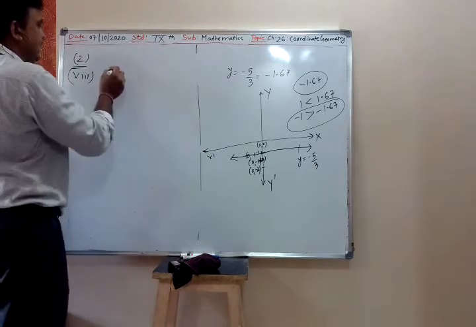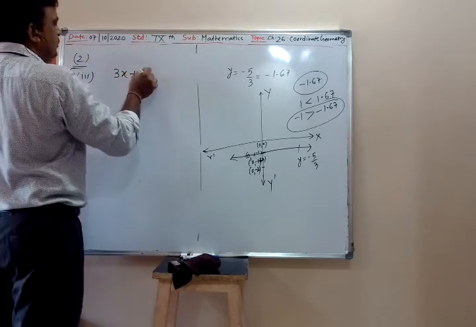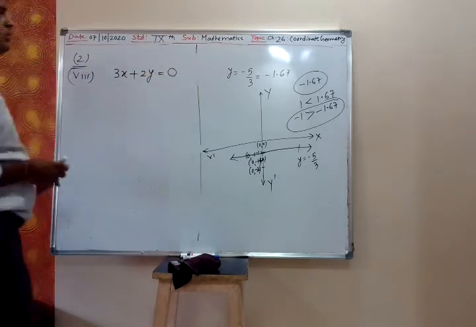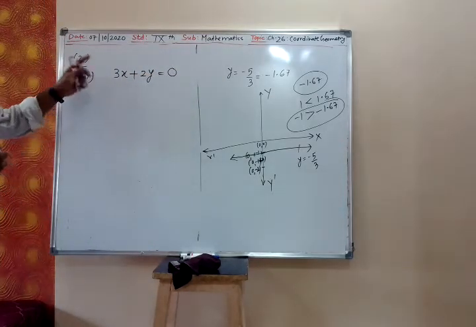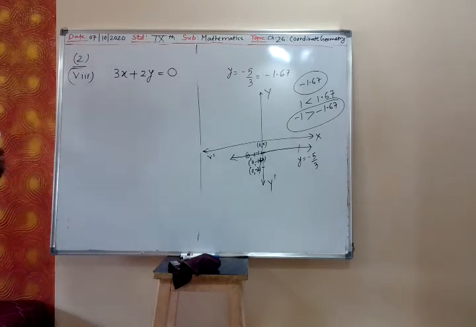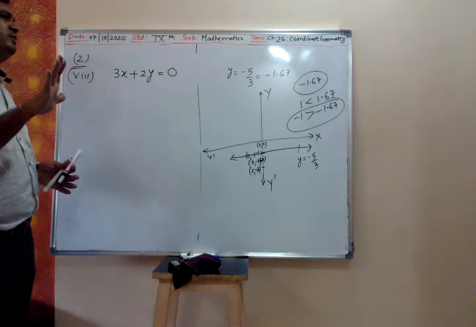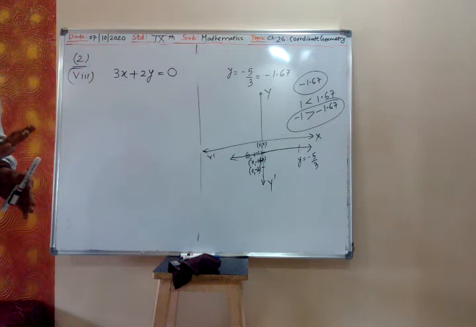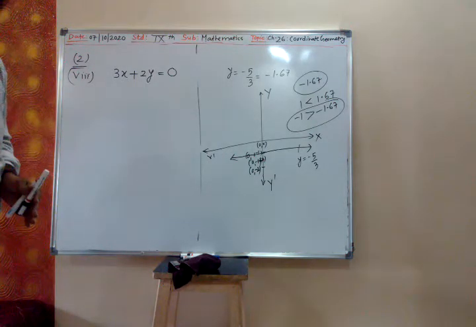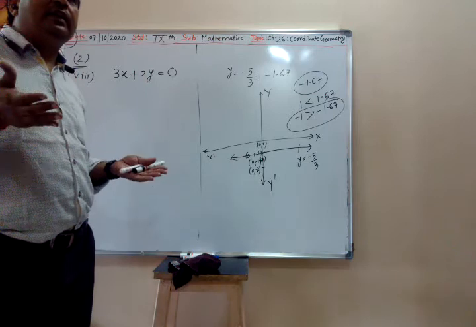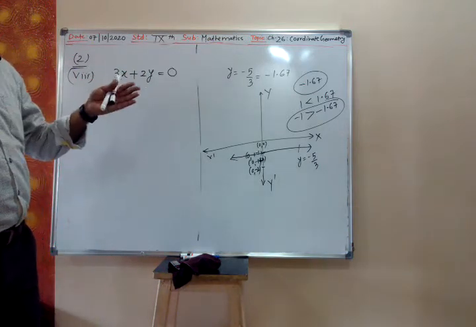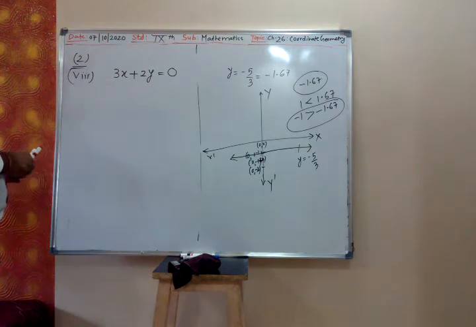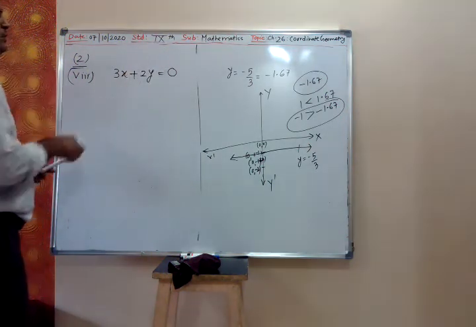3x plus 2y is 0. 3x plus 2y is equal to 0. Now see here. To plot the graph of this straight line, we have reached the eighth one. My dear, if you understand 8, automatically you will be able to solve that. So try to understand this part. Wait. 3x plus 2y is 0.